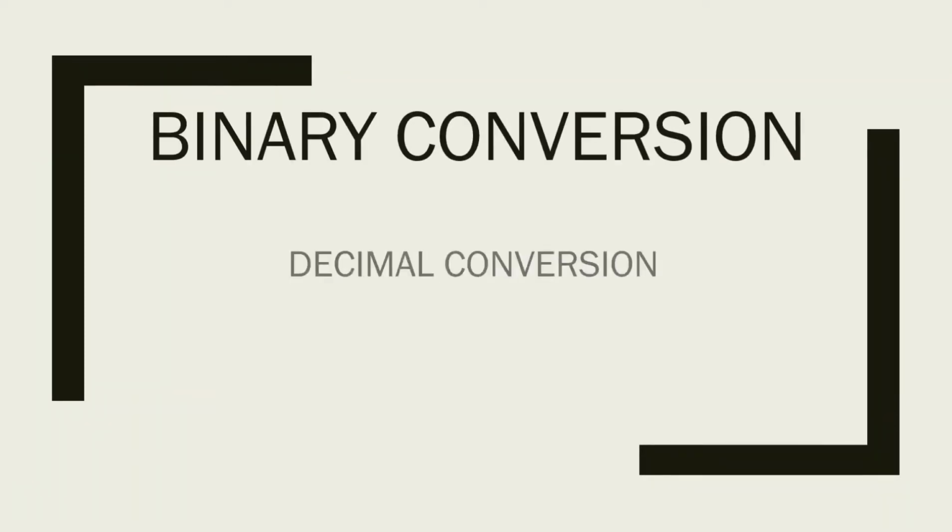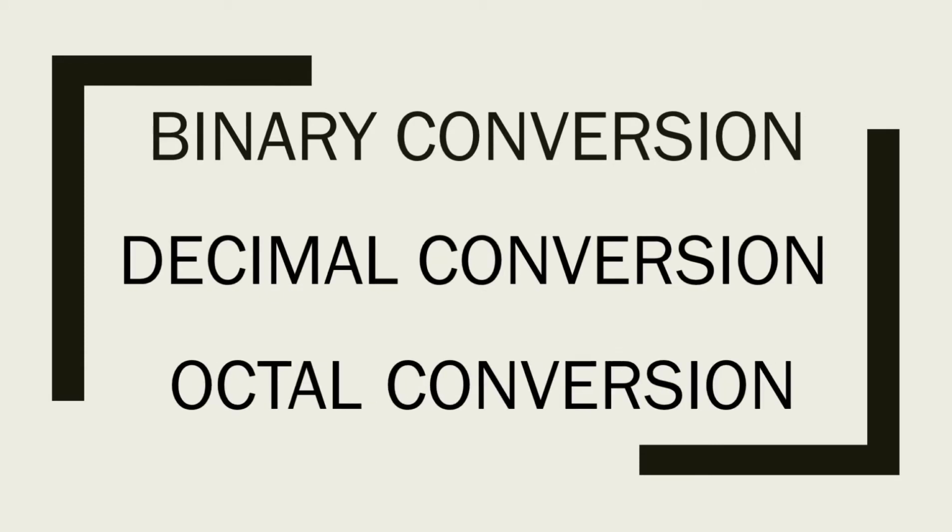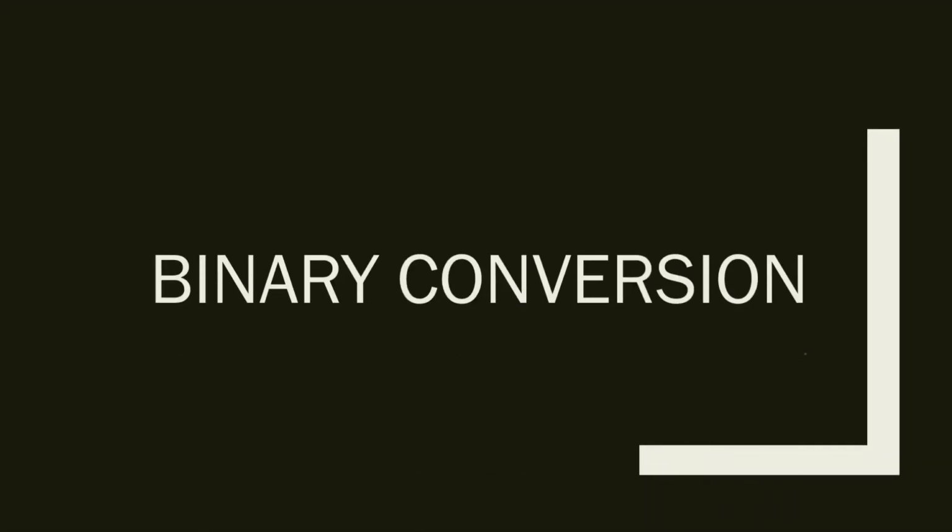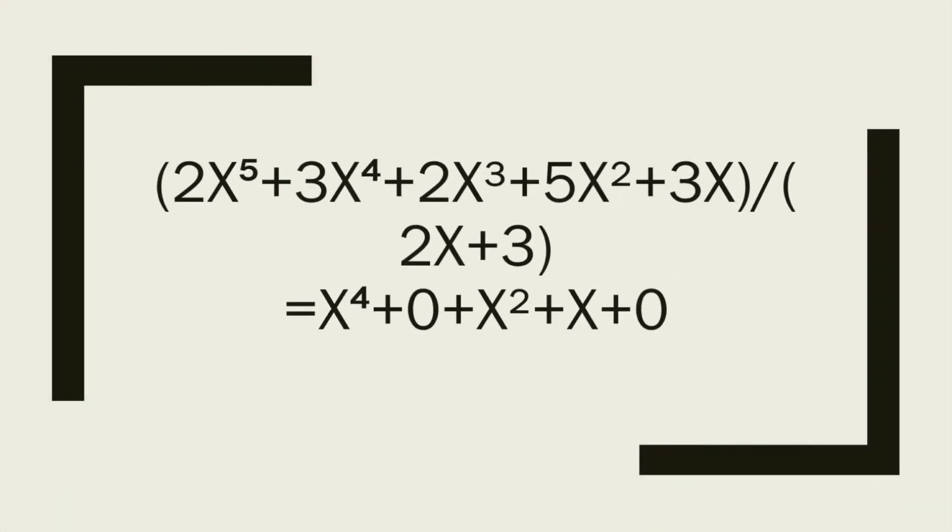This is the step-by-step procedure on binary, decimal, and octal conversion. Let's start first with binary conversion. From the answer of the polynomial equation, let's convert it to decimal, octal, and hexadecimal. To convert binary to other base forms, specifically to octal and hexadecimal, you must first convert it to decimal.